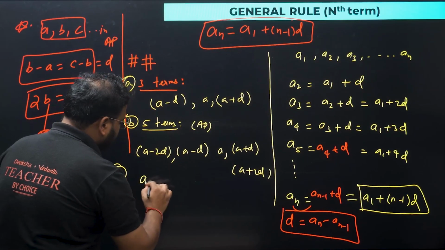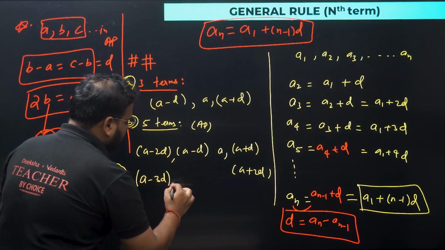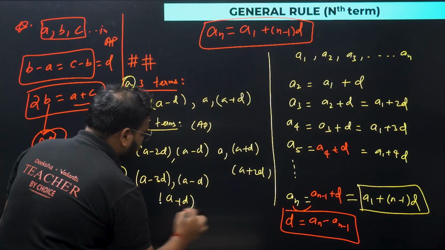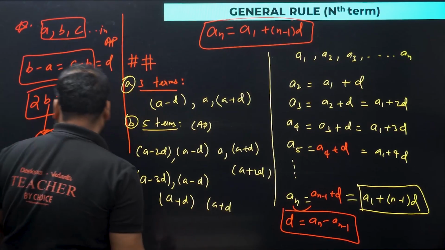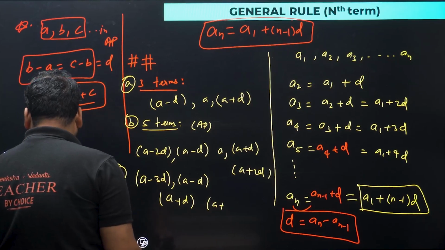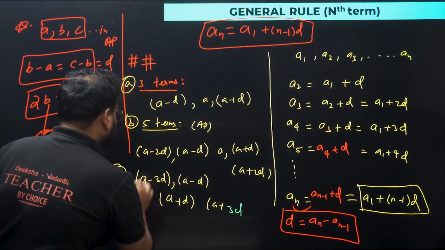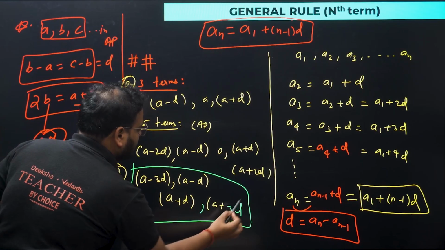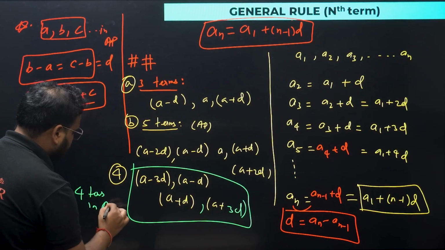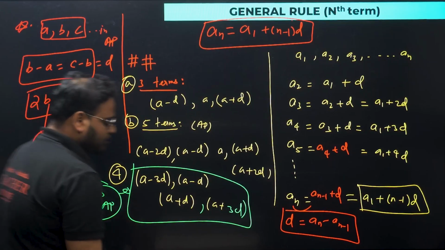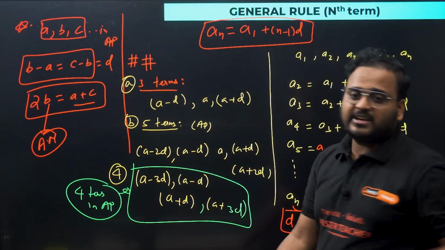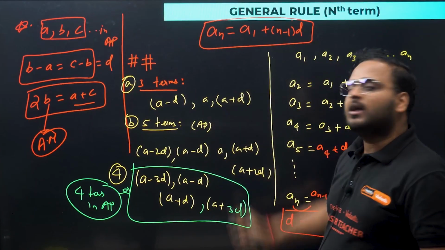For that we use a minus 3d, a minus d, a plus d, and a plus 3d. One second, this is 3d. Now this is for what? This is for 4 terms given in AP. Whenever you have 4 terms in AP, please check. The most common ones are 3 terms and 5 terms in AP. I have taken questions on these 2. I'll show you, don't worry.